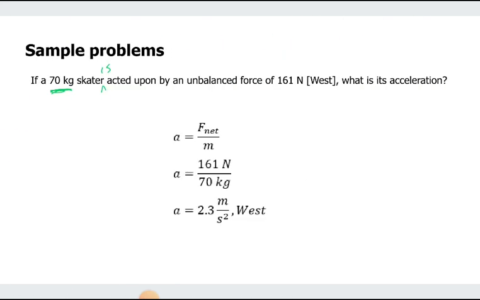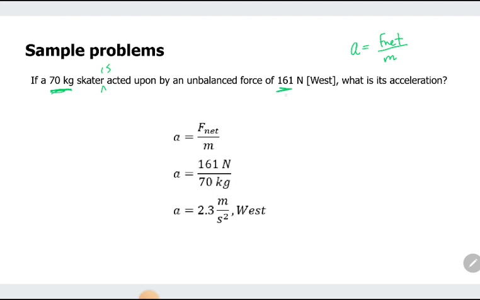Sige, let's solve some sample problems. If a 70 kilogram skater is acted upon by an unbalanced force of 161 Newton directed to the west, what is its acceleration? So we need to remember the formula, what to use. Acceleration is net force over mass, di ba? And we need to remember ano yung unit ng force, ano yung unit ng mass. Otherwise, we might confuse the two values here.